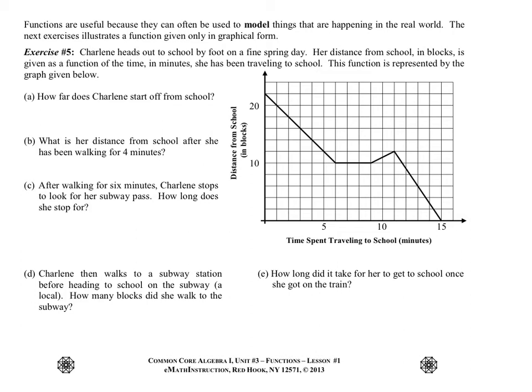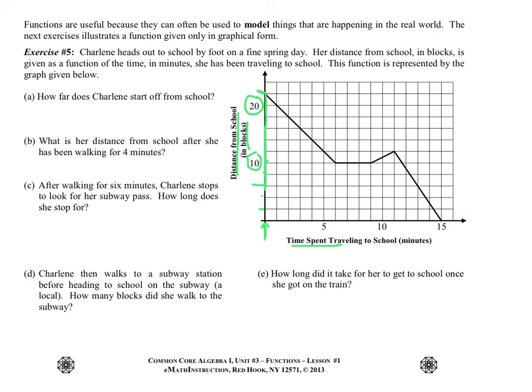The question here says, how far does Charlene start off from school? When she starts off, her time would be 0. And I should determine first of all what's happening on this graph. The x is time, the y is her distance from school in blocks. I notice that 10 is here and 20 here, so I should figure out what we're counting by. 2, 4, 6, 8, I think we're counting by 2s. So how far off does Charlene start from school? She's 22 blocks away from school.